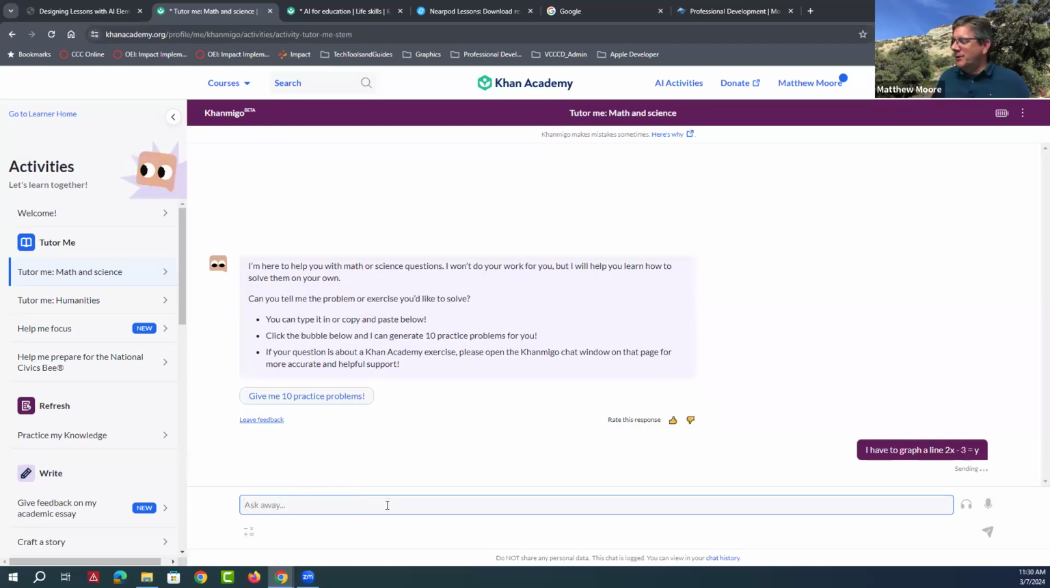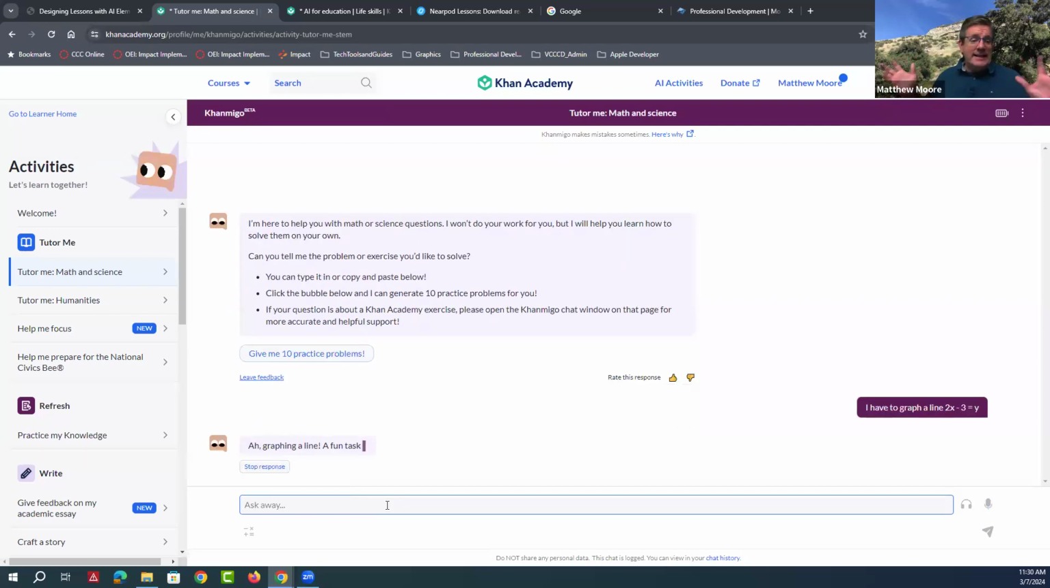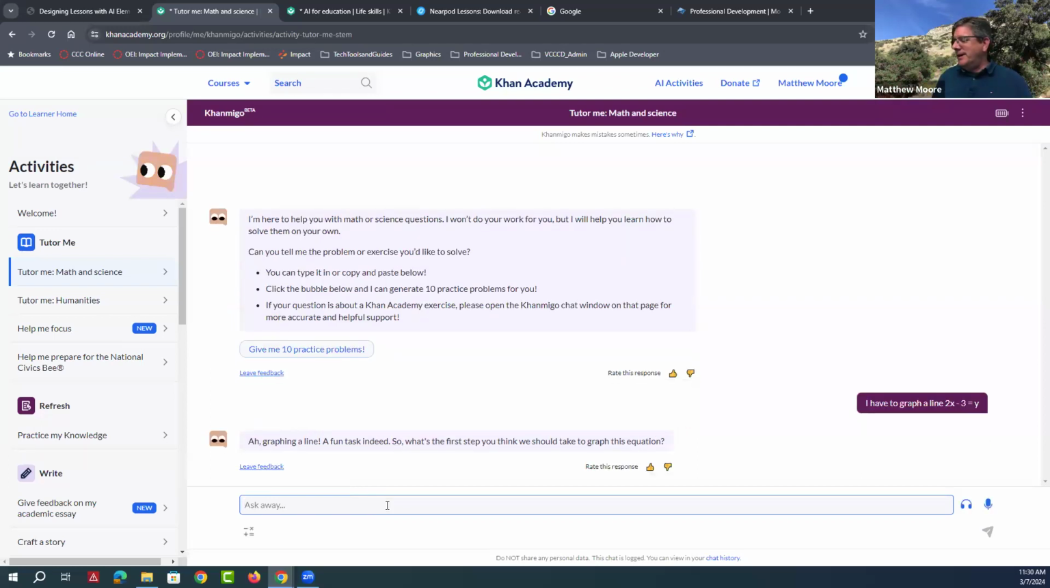Okay, confused, don't know what to do, right? So I said, I need to graph this problem. Okay, can you help me out? It says, graphing a line, a fun task indeed. So what's the first step you think we should take to graph this equation? It's actually asking you, what do you think we need to do? So you could have this in all your environments, and you could have people be put in this situation. Find x.